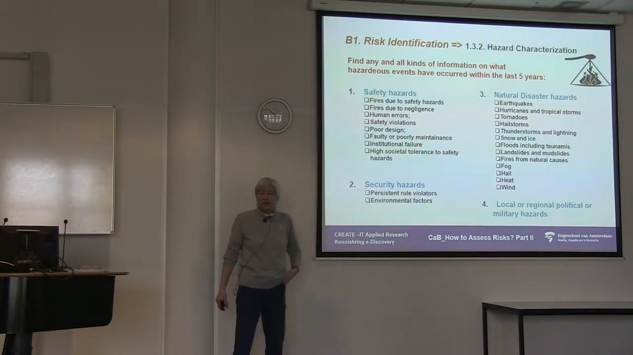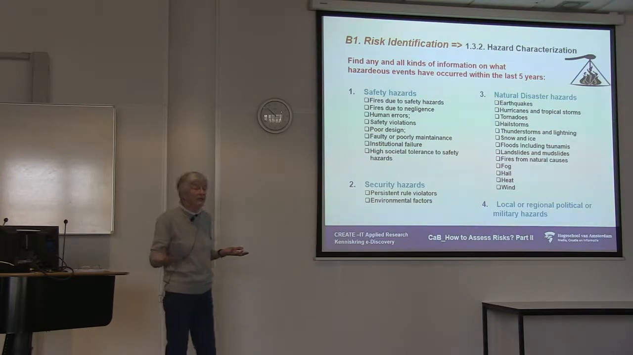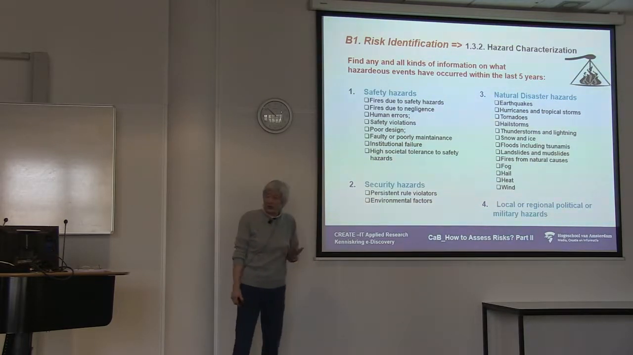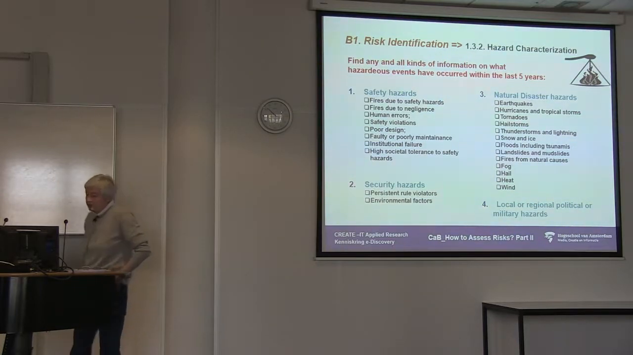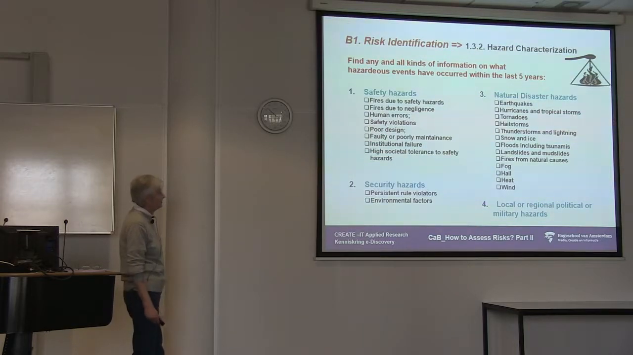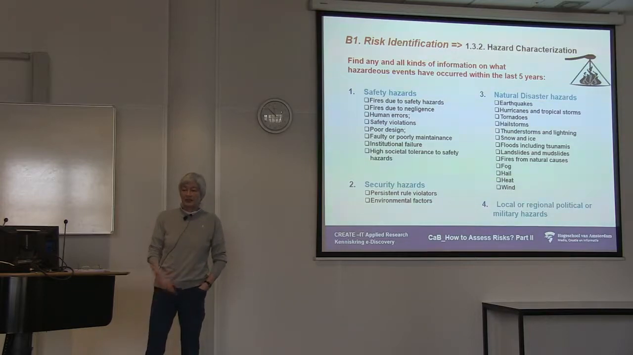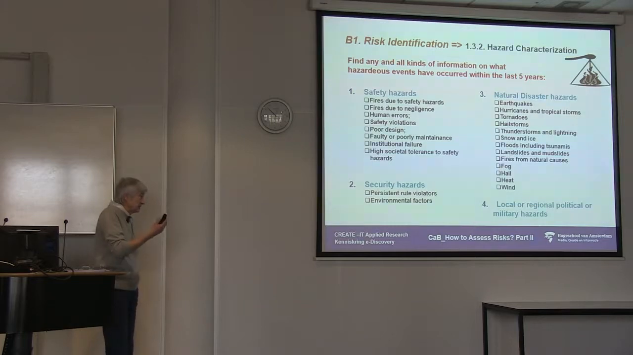Like earthquakes. Well, we don't have earthquakes in the Netherlands. It's the first reaction. Well, then I say, think about Groningen. Hurricanes, tropical storms, well, they're not very common in these regions. Tornadoes, hailstorms, thunderstorms and lightning, snow and ice, floods, landslides and mudslides, fires from natural causes, fog, hail, heat, wind. Well, how much can you bear?